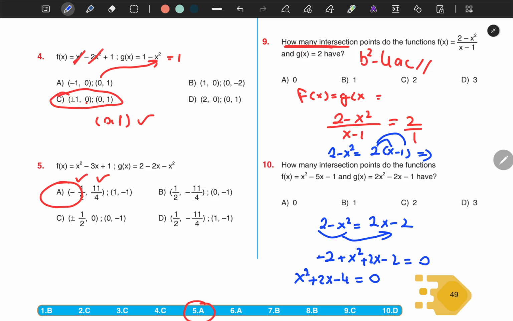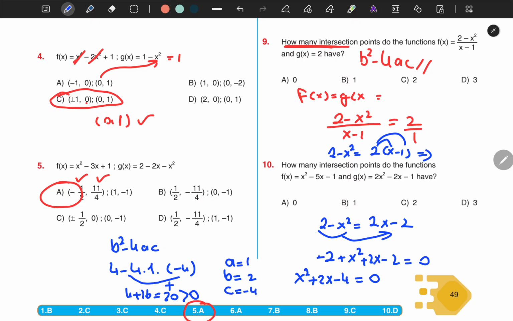How many points of intersection do we have? Here, a is equal to 1, b is equal to 2, c is equal to negative 4. What is our rule? b squared minus 4ac. b squared, which is 2 squared, 4, minus 4 times a is 1, c is negative 4. Guys, since it's negative times negative, it will be positive, 4 plus 16, which is equal to 20. Is 20 bigger than 0? Yes. You remember, if delta is bigger than 0, I have 2 solutions. Equal to 0, I have 1 solution. Less than 0, I have no solution. Since it's bigger than 0, how many solutions do we have? 2 solutions we have. Okay?